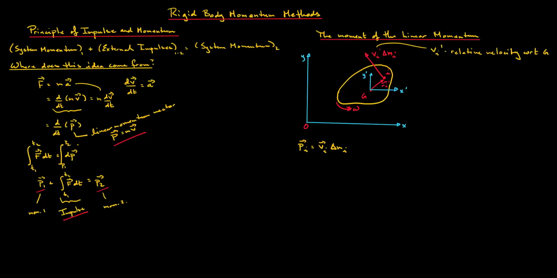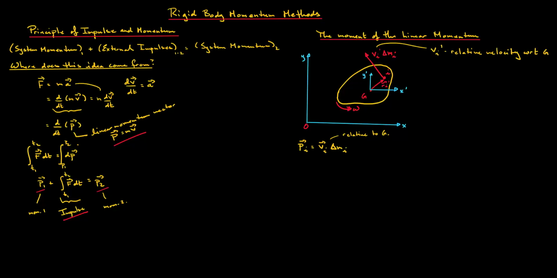And as I'm going forward, I'm just going to drop the prime notation here, but just recall that this is relative to G. Okay? So every particle that comprises the rigid body has its own individual linear momentum, depending on the local velocity vector, Vi.